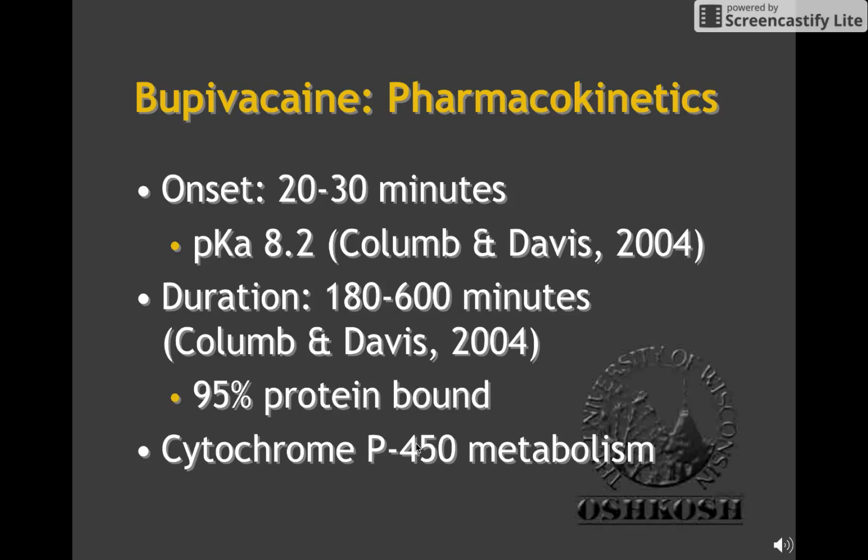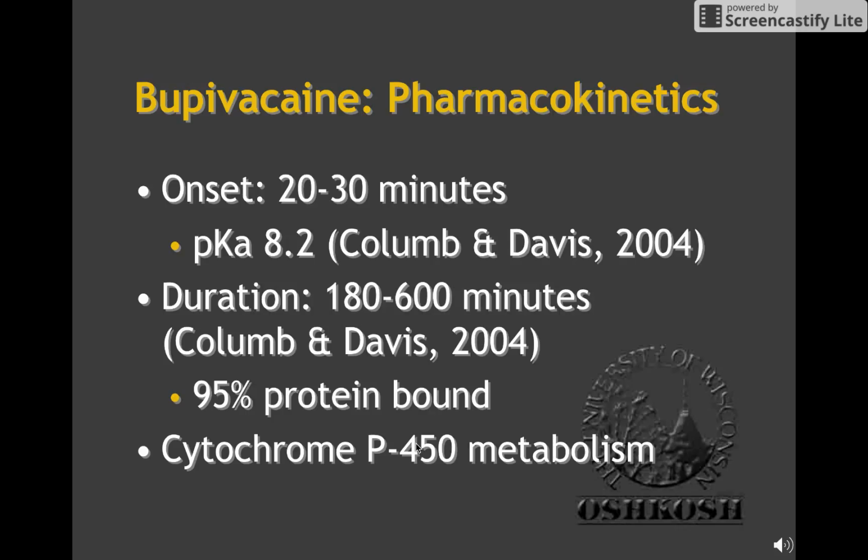Bupivacaine has a relatively slow onset of action compared to other local anesthetics due to its pKa of 8.2. The further a pKa value is from physiologic pH, 7.4, the greater the amount of time will be required for ionization and crossing the nerve cell membrane.